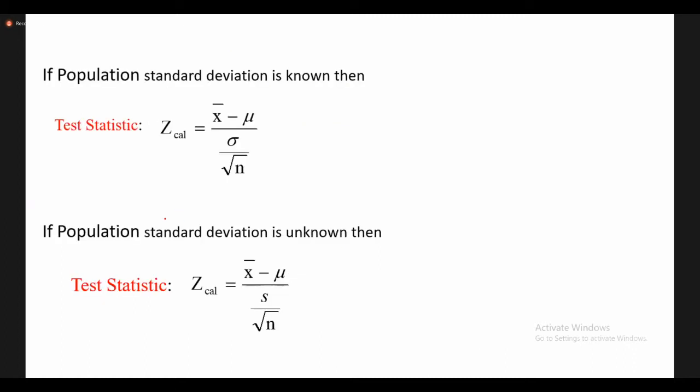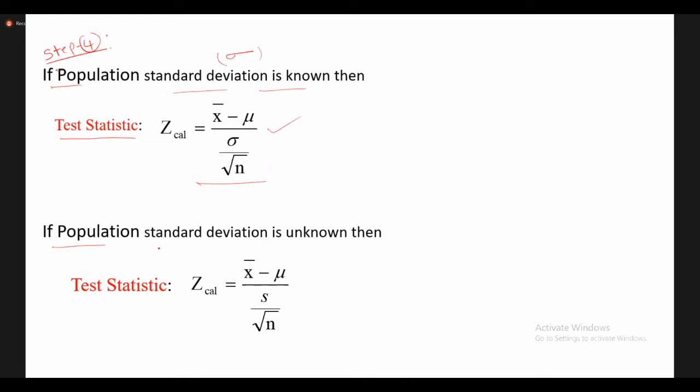And step 4, that is test statistic. Here first we have to observe the given data. In the given data, population standard deviation is known. Population standard deviation is denoted by sigma. If sigma is known, then the test statistic Z calculated is x bar minus mu by sigma by root n.